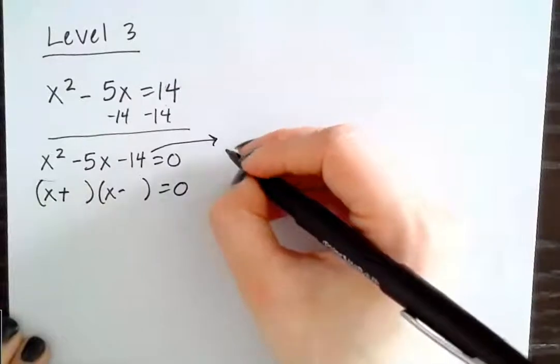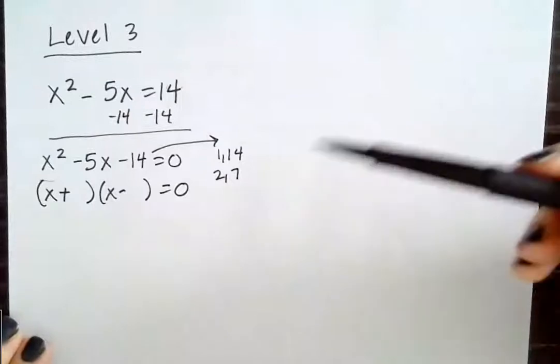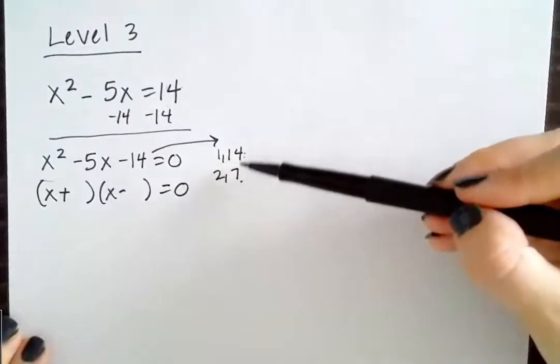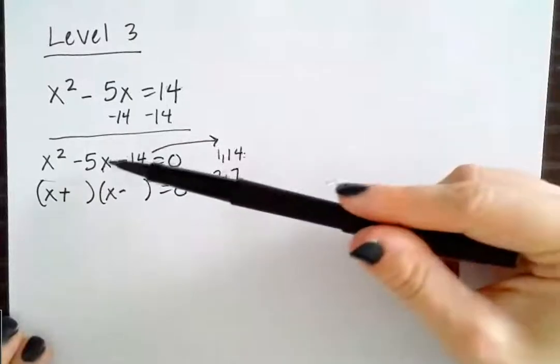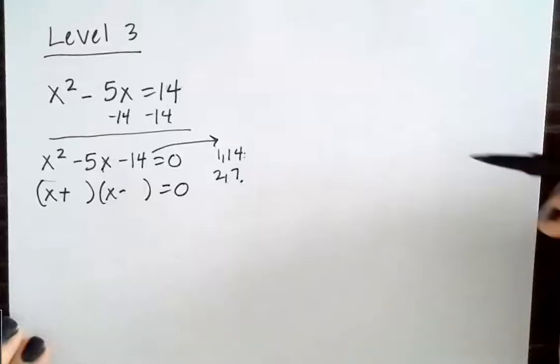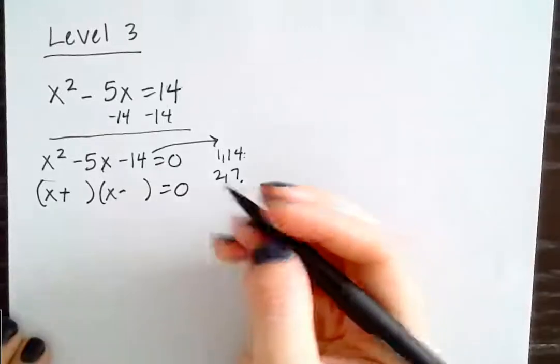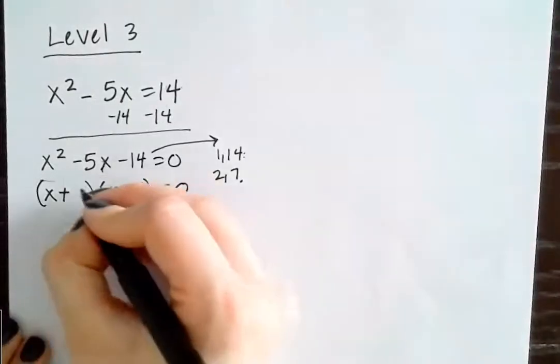Some ways to get to 14 are 1 and 14, 2 and 7. Now out of my 2 options here, which ones have a difference of 5? 2 and 7, right? So I want to be a negative 5, so I know my negative is going to be the 7 and my positive 2.